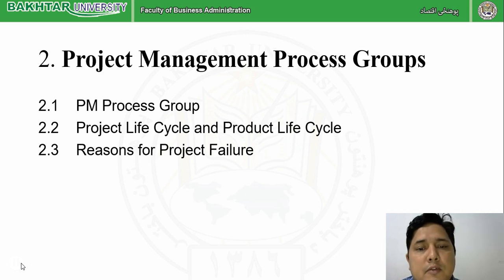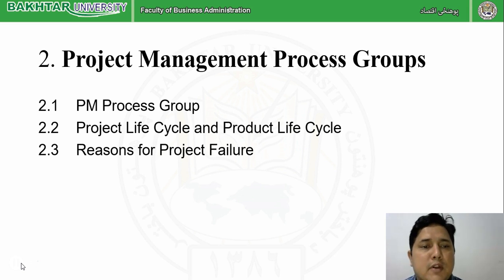Then we will move to the product life cycle and project life cycle. What are the basic differences between them? Sometimes I observe that students are confused about the project life cycle and product life cycle: which one is longer, which one is shorter, which one is the part of which one. And finally we will complete this session and chapter with the reasons for project failure. There are some general reasons which are observed, and some reasons which have been found by research to be the main reasons for any project failure.